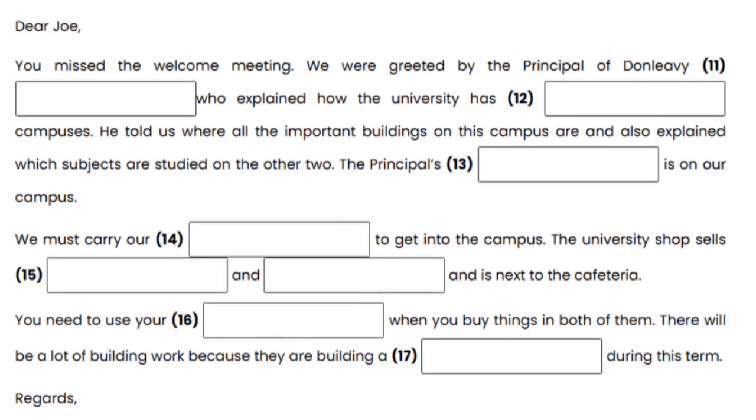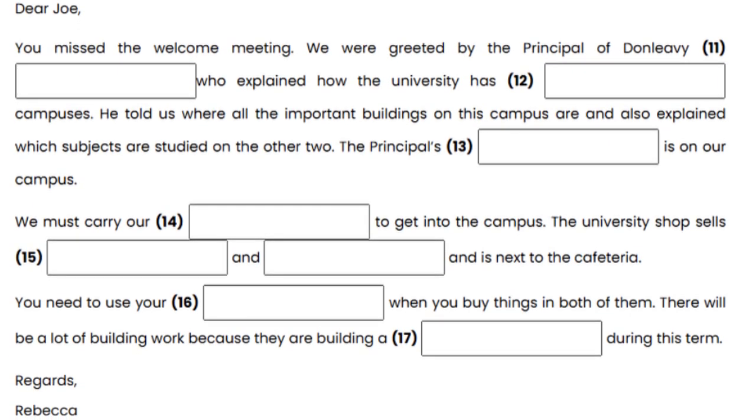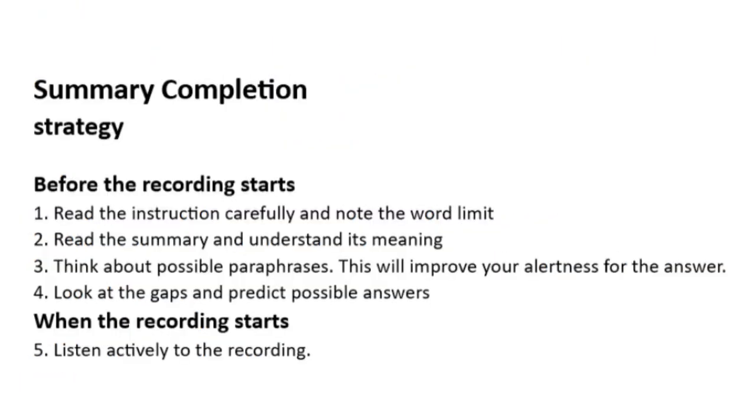And inside that summary, you will have blank spaces. So you need to listen to the audio carefully in order to fill those blank spaces. Now, when you successfully fill those blank spaces, you can then read it and get a clear knowledge of what the speaker said. Do you understand me? So for the summary completion question type, we have certain strategies that we use to get our answers easily.